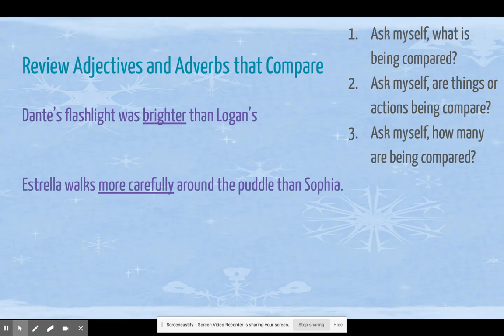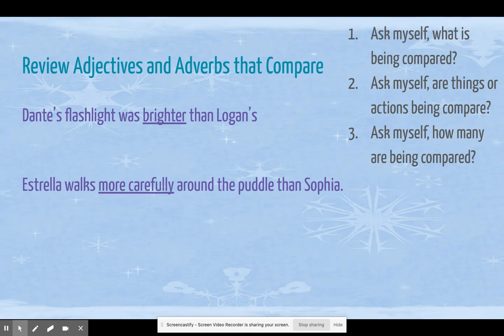Estrella walks more carefully around the puddle than Sophia. So what are we comparing? We're comparing how the girls walk. So we are comparing an action. That means we're looking at an adverb. We have to ask ourselves how many are being compared. Well, we're comparing Estrella and Sophia, so we're comparing two, which means we have to add more before carefully because carefully ends in ly.